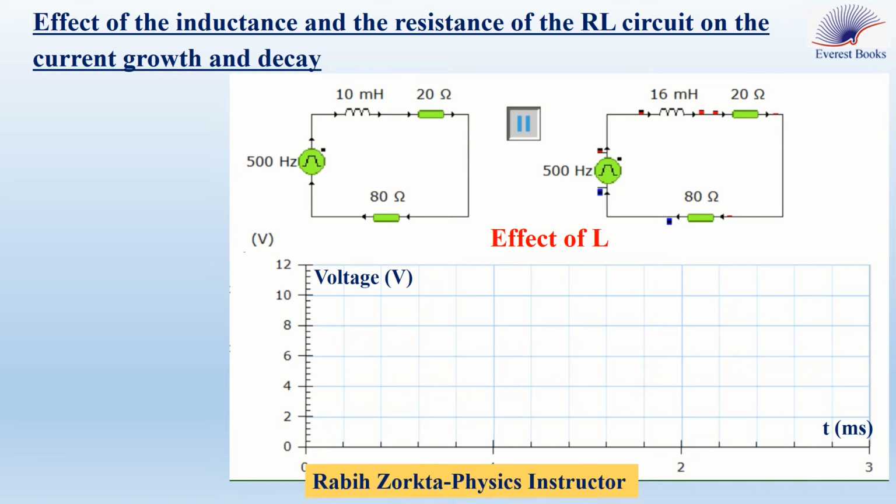Effect of the inductance and the resistance of the RL series circuit on current growth and decay. To study this effect, we use two experimental simulations. The first simulation studies the effect of the inductance of the coil on the growth and the decay of the current. Consider the first circuit.